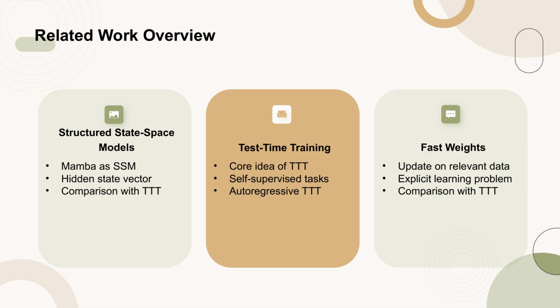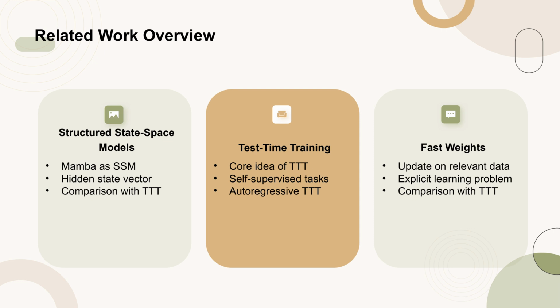In the related work section, we discuss several key areas of research that are relevant to our study. Firstly, we look at structured state space models, SSMs, where Mamba is positioned among other models like TTT linear and TTT-MLP. These models differ in their hidden state representations, with Mamba using a vector state, while TTT models use matrices, allowing them to compress more information in long contexts.